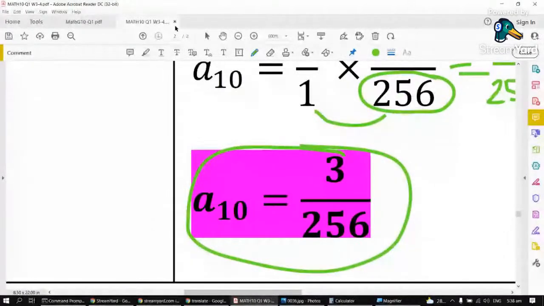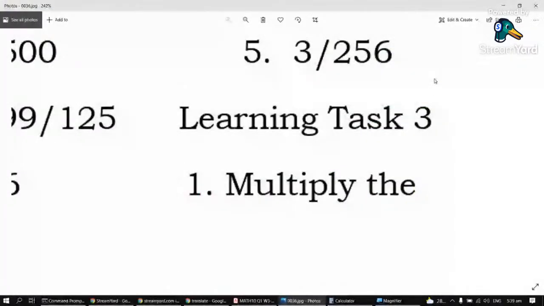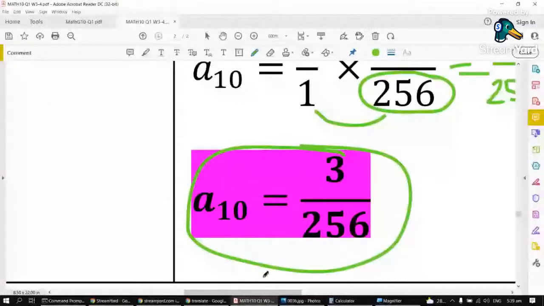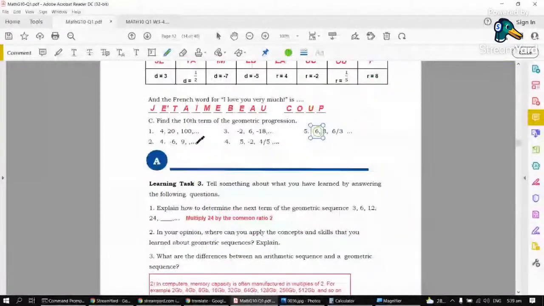So, check natin sa sagot. Tama ang ating sagot. Pareho tayo sa answer key. 3 over 256. Okay? And sa task 3, so iba-iba ang sagot natin dito, no? So tell something about what you have learned by answering the following question.